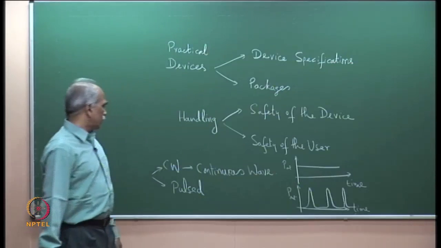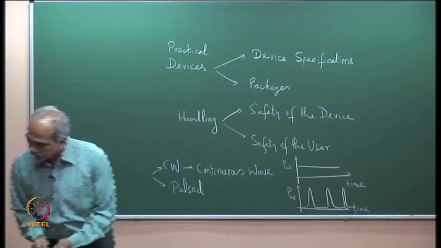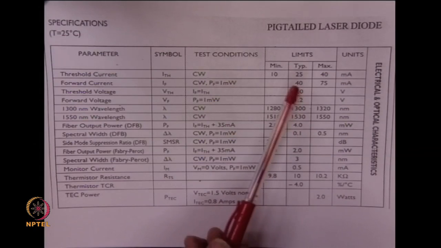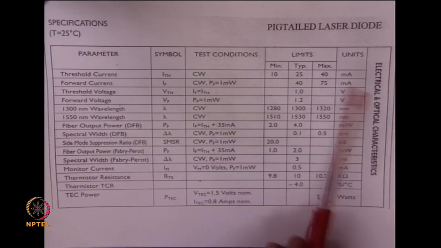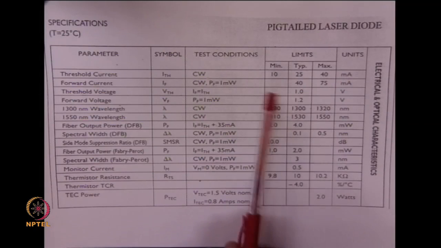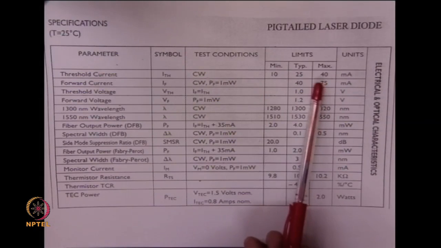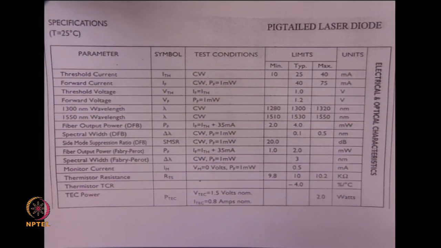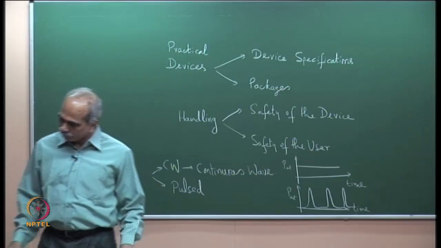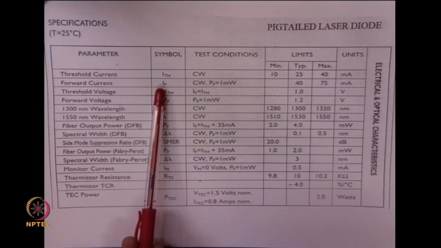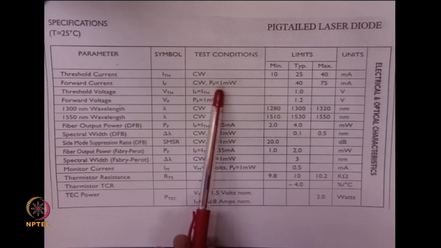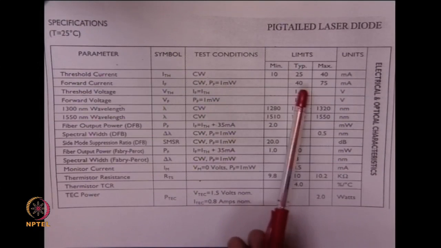So, CW and pulsed. The threshold current, typical parameter, you can see that it is 25 milliampere, CW. Units are given: 25 milliampere, minimum is 10, maximum is 40, because there could be some variations in the device. Therefore, usually they specify minimum and maximum. Forward current, that is the operating current IF for CW, to get 1 milliwatt power output, you pass a current of 40 milliampere.